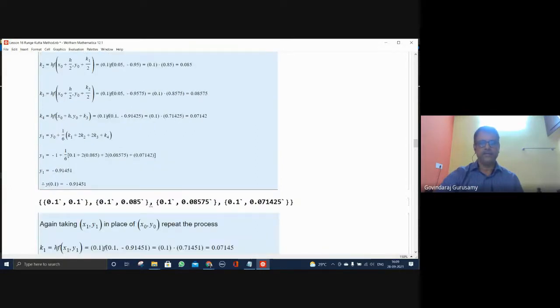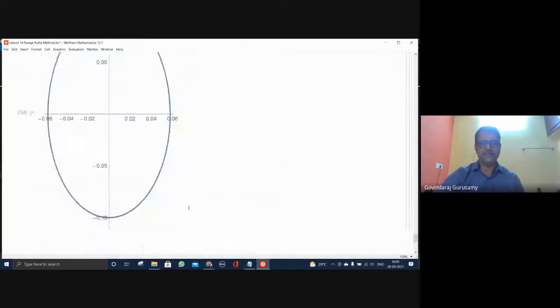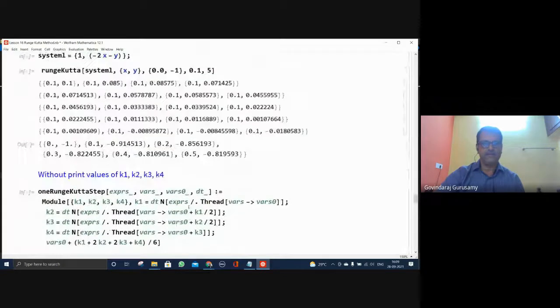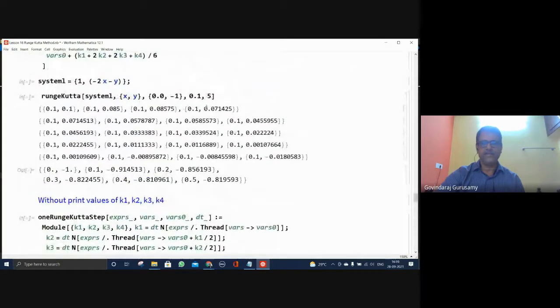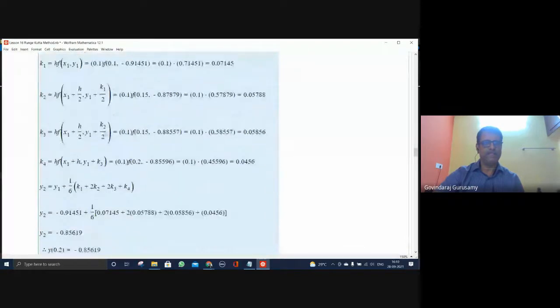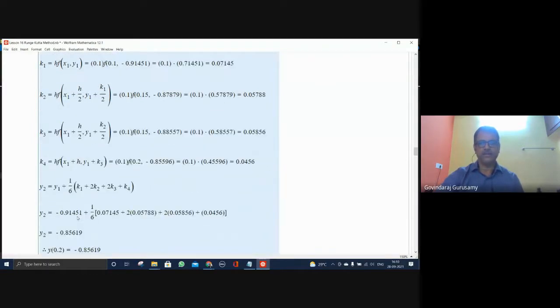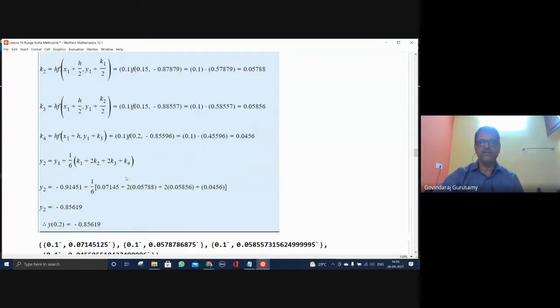0.1, 0.1, 0.085, 0.8575, right? 0.071, this is right. I want to check the second set of data. Where is it? This is the second set that is being generated. Go back to that second point. This is the second point here at y equal to 0.2. I wanted to confirm that. Otherwise, we have to look carefully at what the problem is.